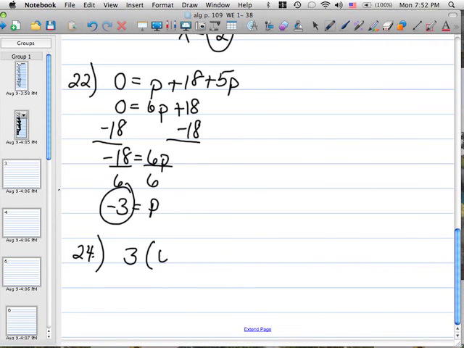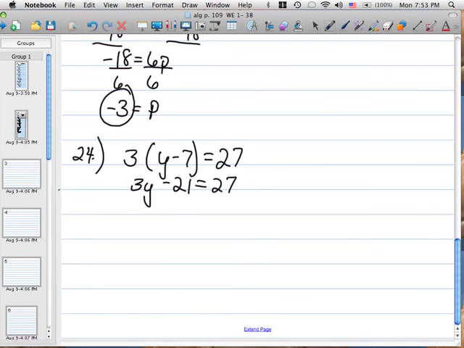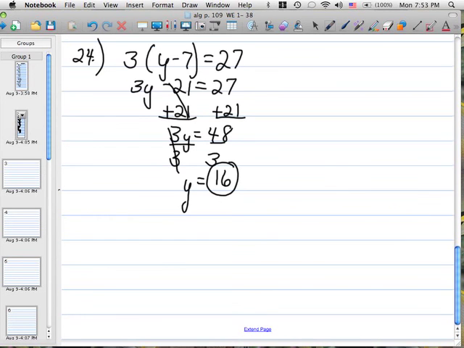We have 3 times the quantity y minus 7 equals 27. We need to simplify the left, get rid of the parentheses. So now we have 3y minus 21 equals 27. Undo subtraction first, so we add 21. We now have 3y equals 48. Divide both sides by 3. And we have y by itself, and the answer is 16. 48 divided by 3 is 16.